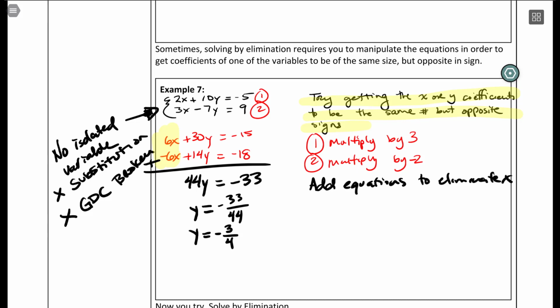Now, you're perfectly within your rights if you want to write this as a decimal. Let's go ahead and do that: -0.75. That might be an easier way to go about this, to actually work with decimals. It's totally up to you. Sometimes I like fractions, sometimes I like decimals. Now, what do we need to do? Well, it's the same kind of process that we did in the previous example. Once we have one solution, you want to plug the solution into either equation and solve for the remaining variable.